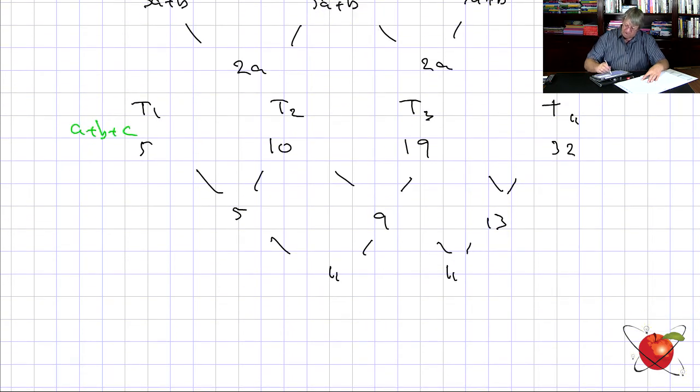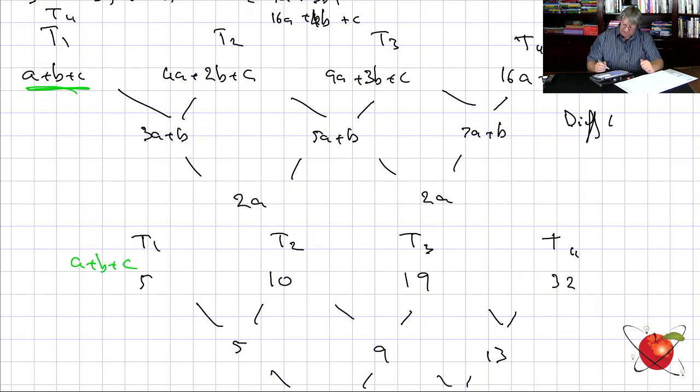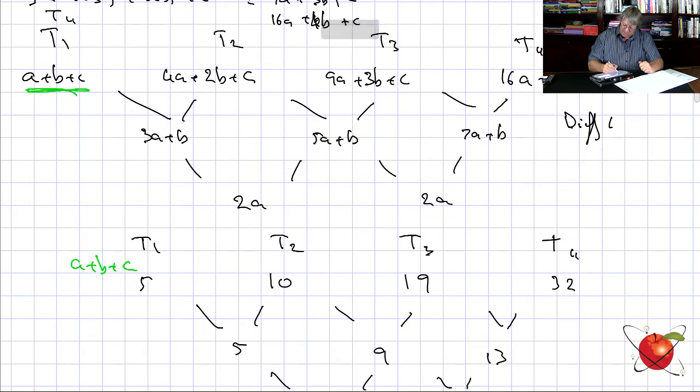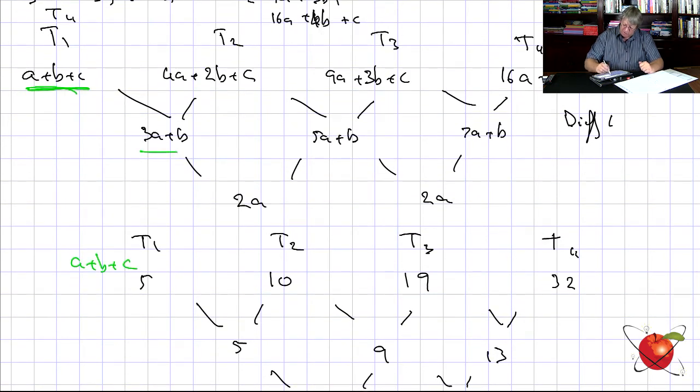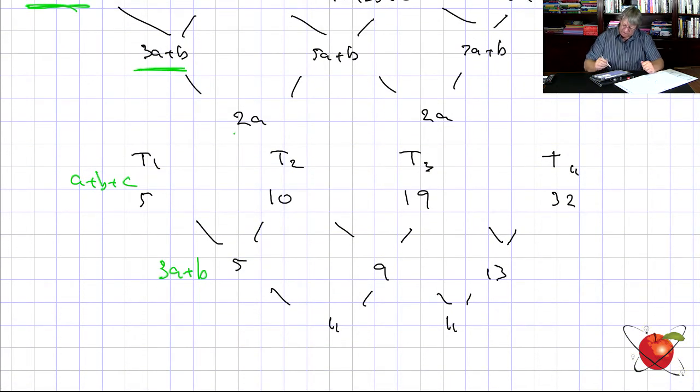Correct? Now, let's just go down the side of our little formula. Okay, I want to just change this to green. All right. Can you see A plus B plus C was the top? The next level down is 3A plus B. So therefore, this is the 3A plus B level, isn't it? And the last level down is the 2A level, correct?